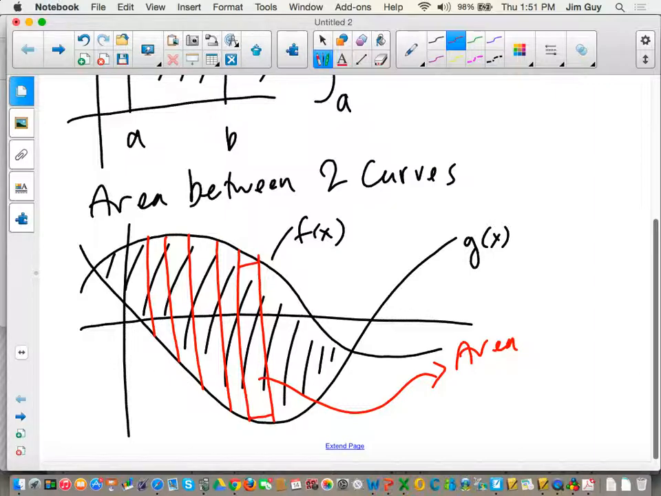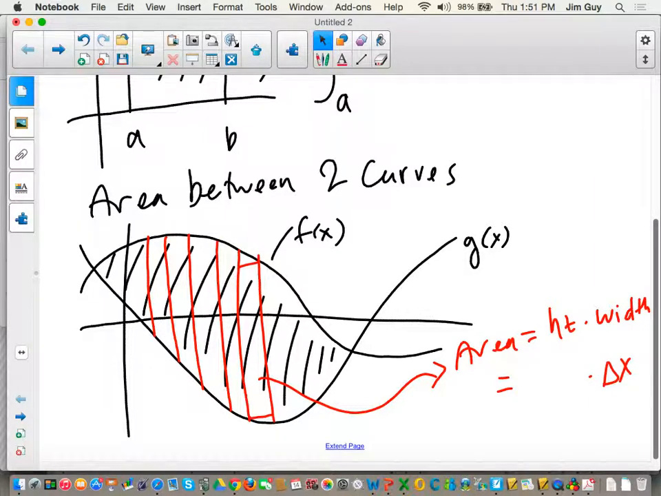We know the area of a box is going to be, in this case, the height of the box times the width of the box. Well, the width of the box, that's not changing. We've always talked about that being delta x. That's how wide they are. But height, and don't worry about the left side or right side, just in general, if I want to find the length of this between these two equations right here, how do you find out how long something is?